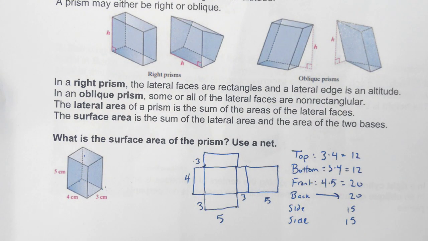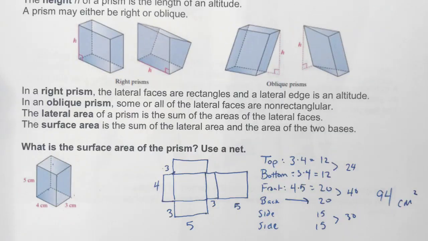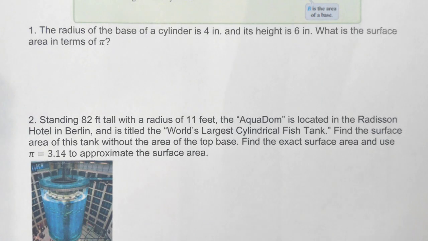Then we just have to add up all of this. So we've got 40, we've got 24, and we've got 30. So we've got 70 and 24, which makes an area of 94. And it is an area, so your units is squared. So that'd be 94 square centimeters.